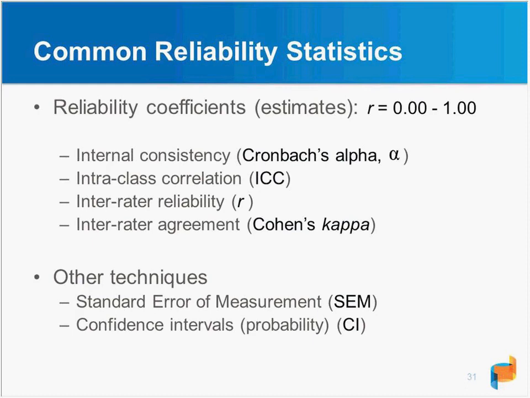In addition to reliability, there are other techniques for estimating error, which we don't have time to go into. These include various calculations of standard errors, such as the standard error of measurement and the estimation of confidence levels, labeled CI, and they're explained on our handout.